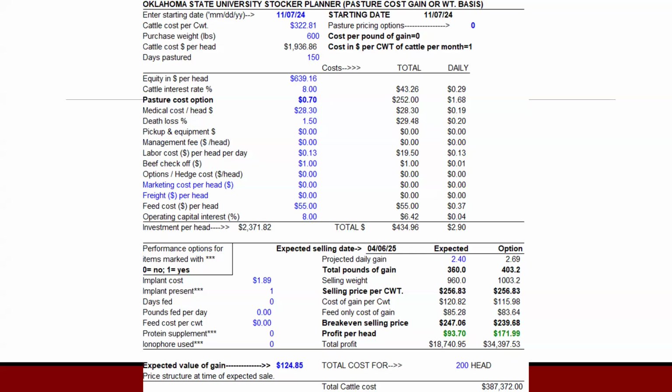Okay. So it goes ahead and calculates our break-even selling price. So our break-even selling price is $247. Our selling price is $256. So our selling price is greater than our break-even selling price. So are we going to make money? Yes. Okay. So we made $94 per head under this scenario. Total profit. So you can put in here the total number of head that you're running. So 200 times 93.7 is $18,741.